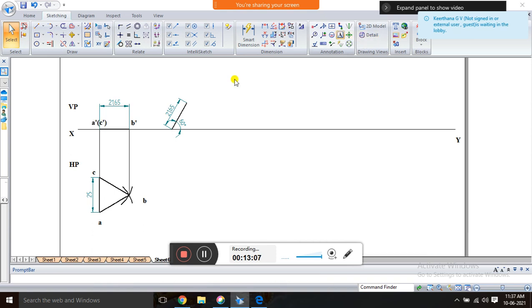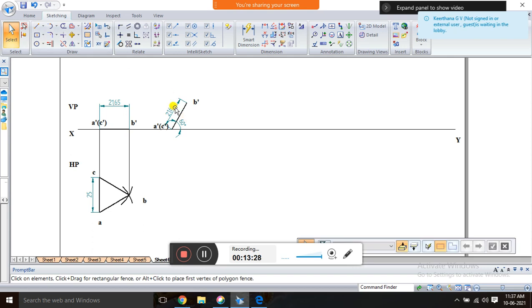After that, you have to give the same naming: A dash, bracket C dash, is a fixed point, and above it is B dash, which is a rotating point. Here one edge is fixed and that B we are going to tilt.